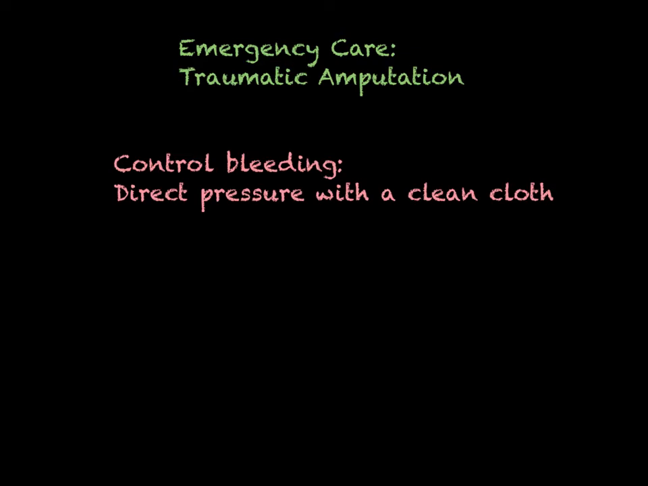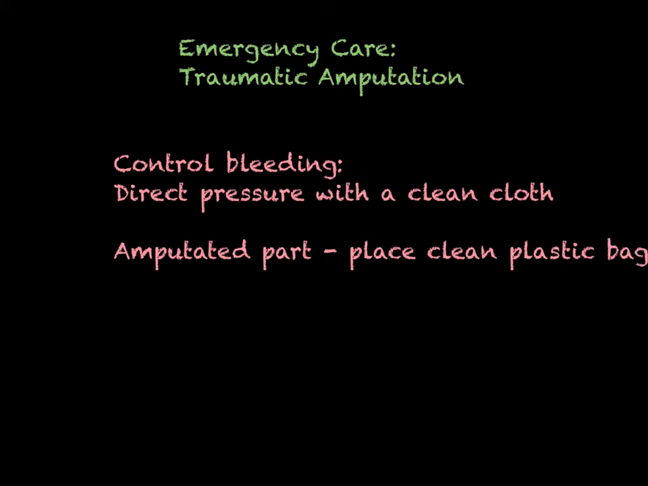Now, what you're going to do with the amputated part, let's say that it is a finger in this case. You're going to take the amputated part and place it in a clean plastic bag. And let's amend that to say clean, dry plastic bag. If you have a sterile gauze, you can wrap that around it. But you do not want to get this extremity wet. So do not put ice directly on the amputated part.